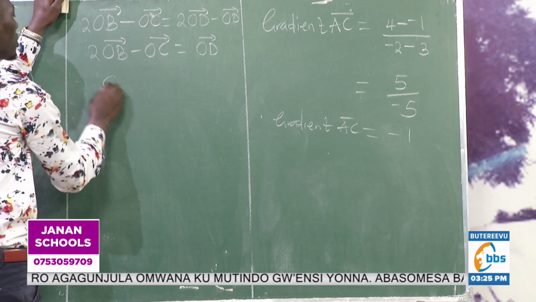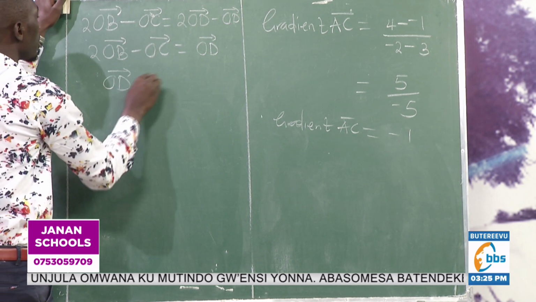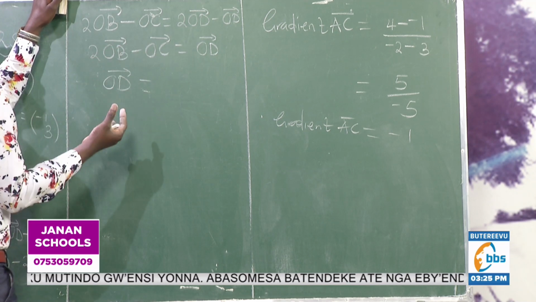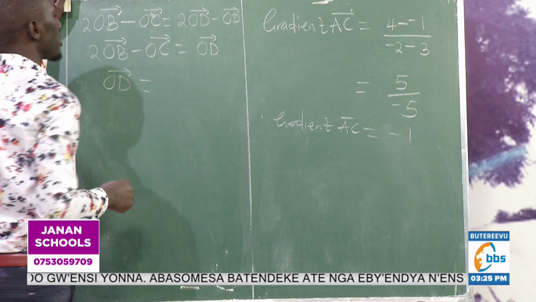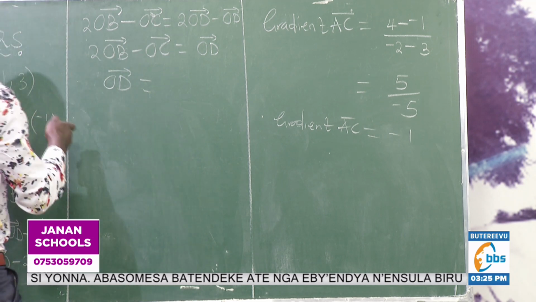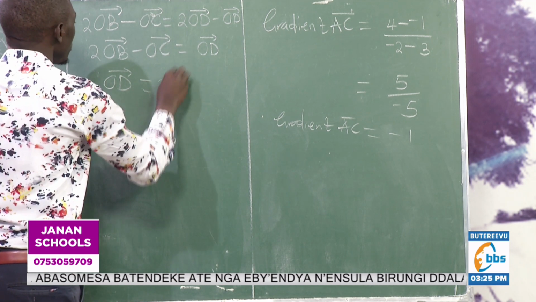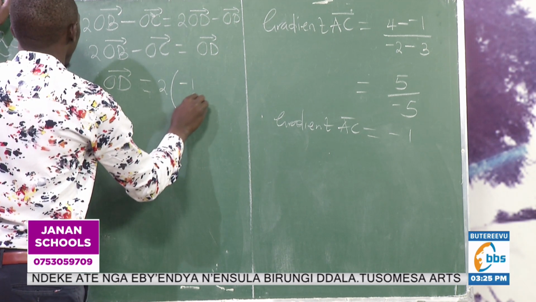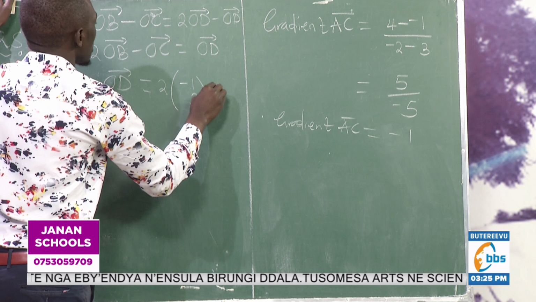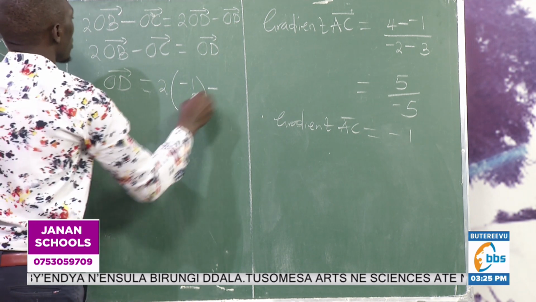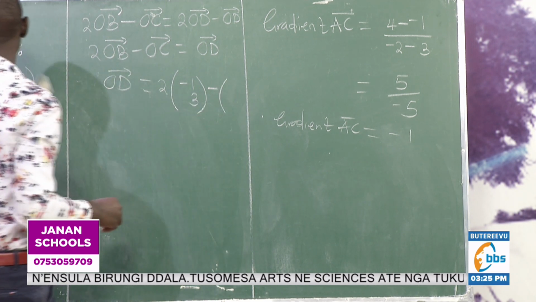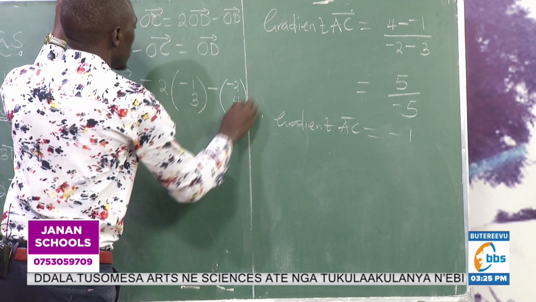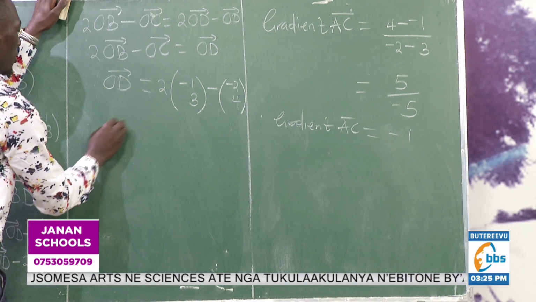So it means that my OD now can be found. I just have to put OB and OC. But see, OB is the same as B, the coordinate, and C is the same thing. I just have to substitute. So I'll be having 2 into OB, which is (-1, 3), then minus OC, which is (-2, 4). So I just get my OD.